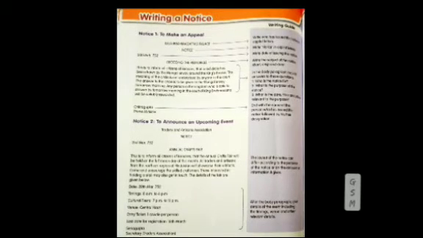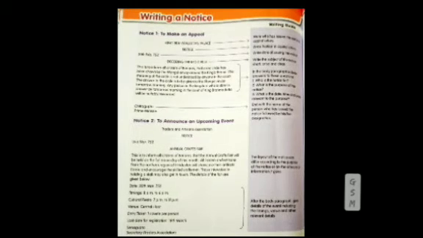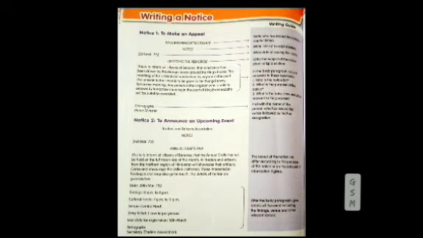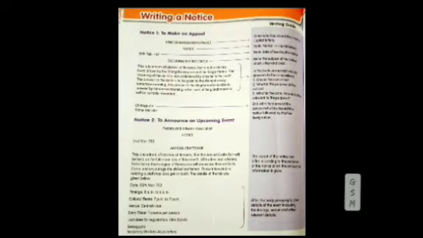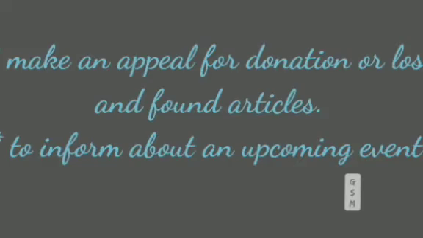The purpose of the second notice is to inform the people of Belarus about the upcoming annual crafts fair. The important details mentioned in it are what will happen at the event, and the date, time, and venue of the event. For what purpose can we write a notice? We usually write a notice to make an appeal for a donation, to report lost and found articles, and to inform about an upcoming event.